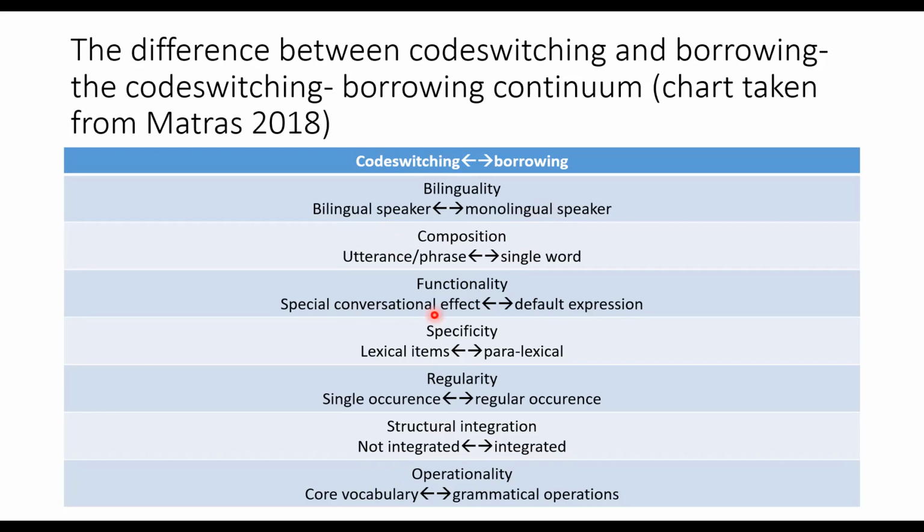If it's a whole phrase or an utterance, it's more likely to be code switching. If it's a single word, it's probably borrowing. However, we don't want this to be single word, definitely borrowing, phrase, definitely code switching. Because if it's a default expression like c'est la vie, then it's probably still borrowing, okay? But if it's a special conversational effect like nunca en mi vida, then it's probably code switching, okay? Because it's not a phrase that has been regularized in the language, that English normally uses. So it's not functional in English in that way.